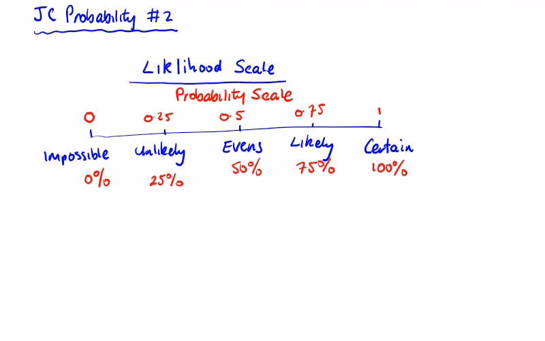So try and write down beside each one of these probabilities a probability that is exactly 25% or 50 or 75% or 100. Pause the video now.